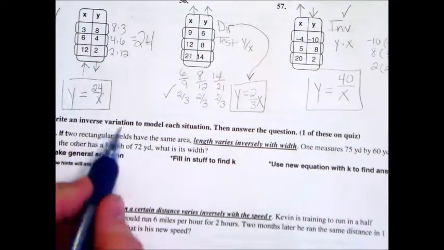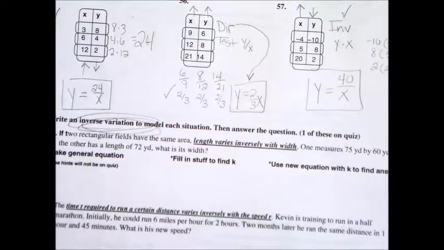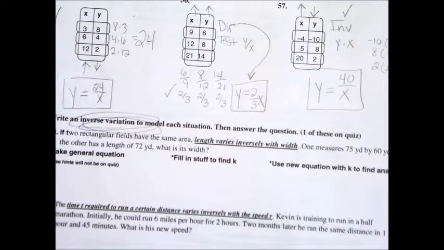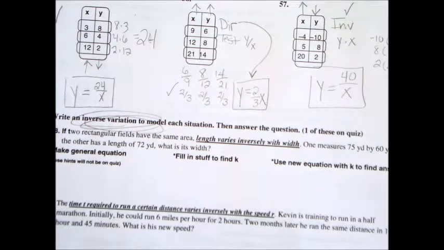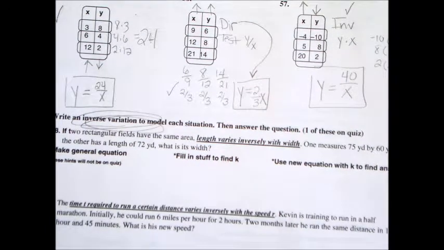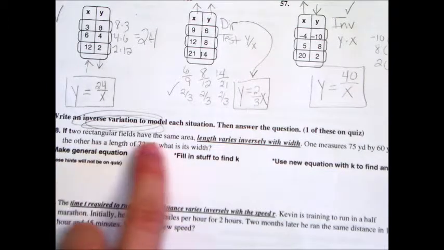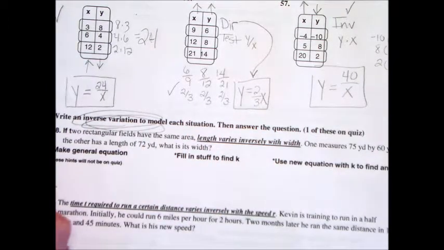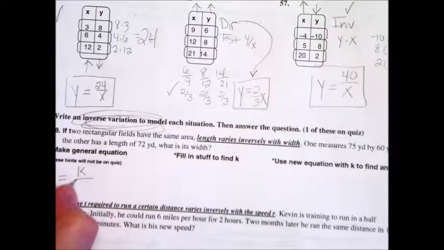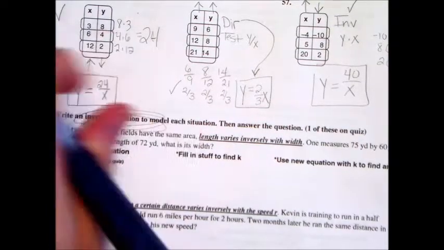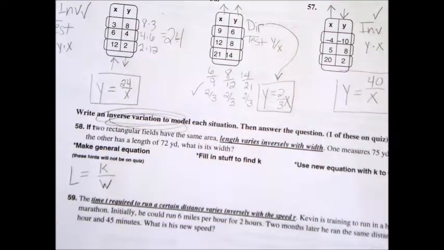58, we're going to write an inverse variation to model, then answer the question. There's one of these on your quiz. Two rectangular fields have the same area. The length varies inversely with the width. Make a general equation. So right here, length varies inversely with the width. That's very important for you to be able to pick up just on that general equation.